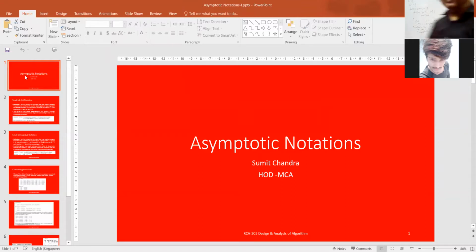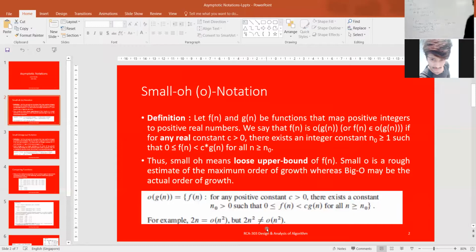So we have already studied big O notation, big omega notation, and theta notation. So now what is small o notation? I have told that a small o notation provides the loose upper bound. Now what is the meaning of this? See here.